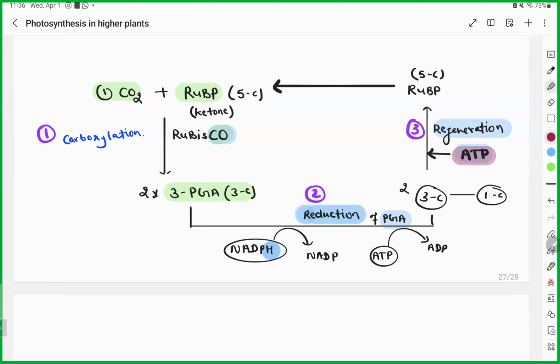Exactly. Kicking requires energy. Yes, ATP, sir. Muscle contraction. Yes, sir. Right? So, same, ATP is required here.